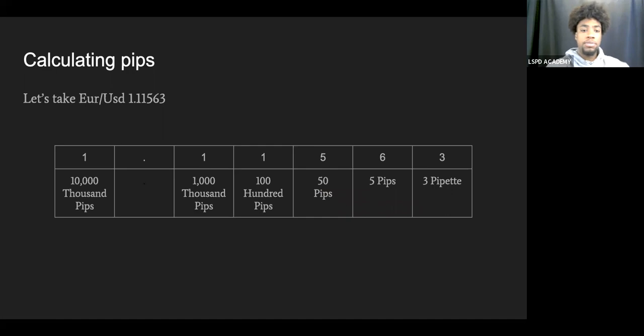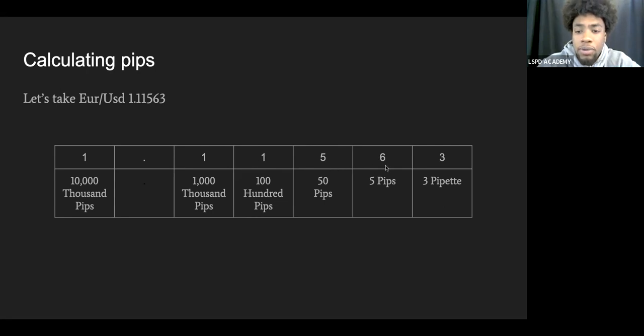So, calculating our pips. Like we referenced, our 4th place out is going to be our pips, right? On most pairs, our 4th place out is going to be how many pips something is moving. Our 5th place is going to be our pipettes. Now, think of it like a timer, right? As one number moves up to 10, the next number moves up, right? And it's kind of a continuous rotation.